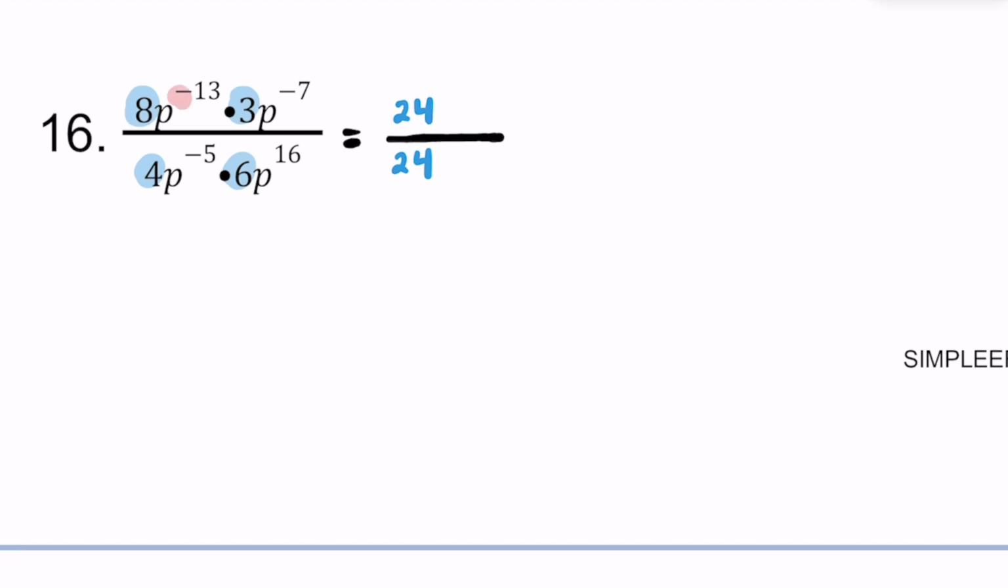Moving on to these powers, we have p to the negative 13th power times p to the negative 7th power. So if we use that product property, then we're going to have this negative 13 plus negative 7. Negative 13 plus negative 7 is just going to be negative 20. So we're going to go ahead and say this is going to be p to the negative 20th power. In the denominator, we have p to the negative 5th power times p to the 16th power. Using that product property again, that's going to be negative 5 plus 16. That's the same thing as 16 minus 5, and that's going to be 11. So this is going to be p to the 11th power in the denominator.